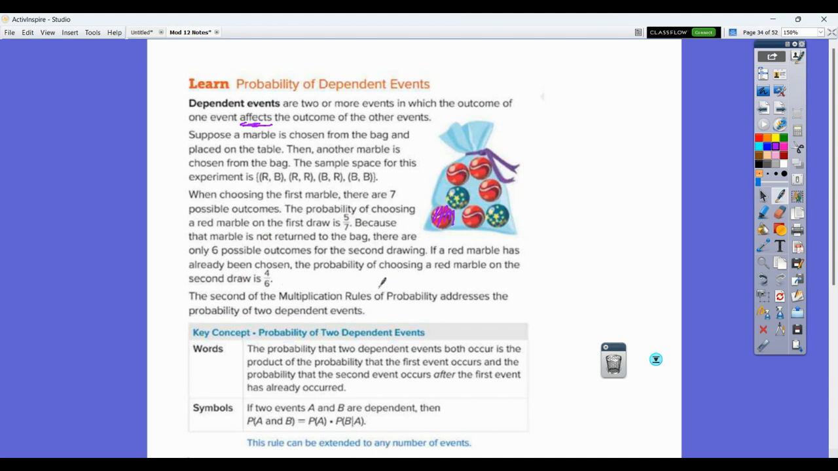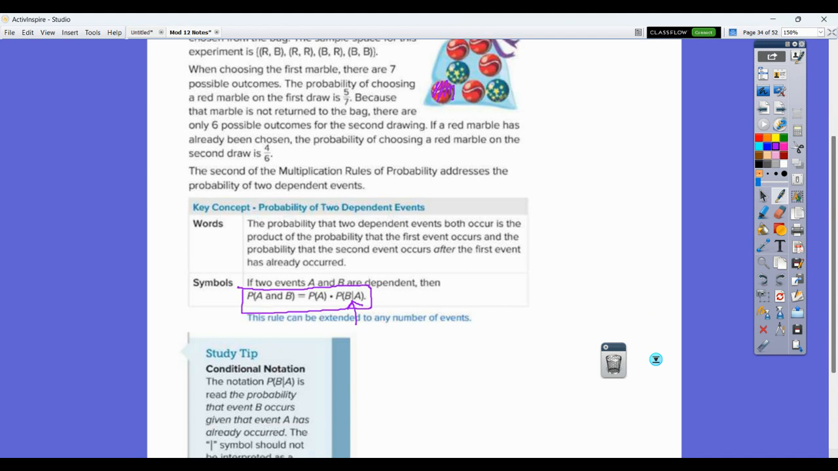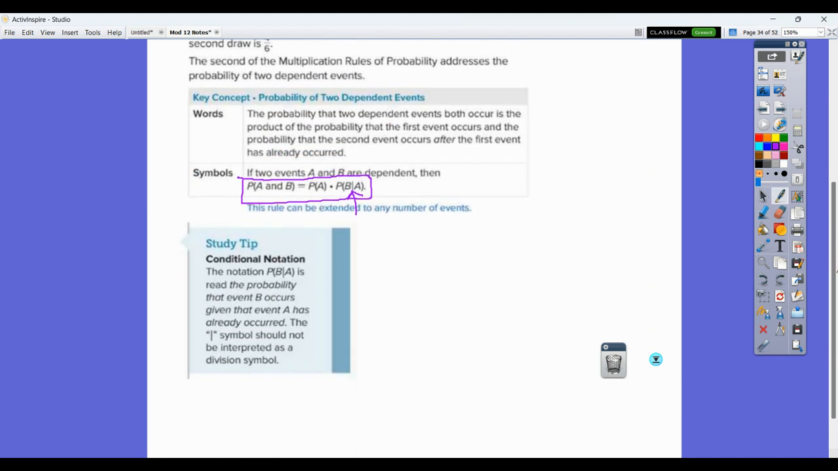The second of the multiplication rules of probability addresses the probability of two dependent events. What you do is, the probability of A and B is the probability of A times the probability of B given A. This is a new notation, and there's a little note about it. I don't know why it keeps doing that.